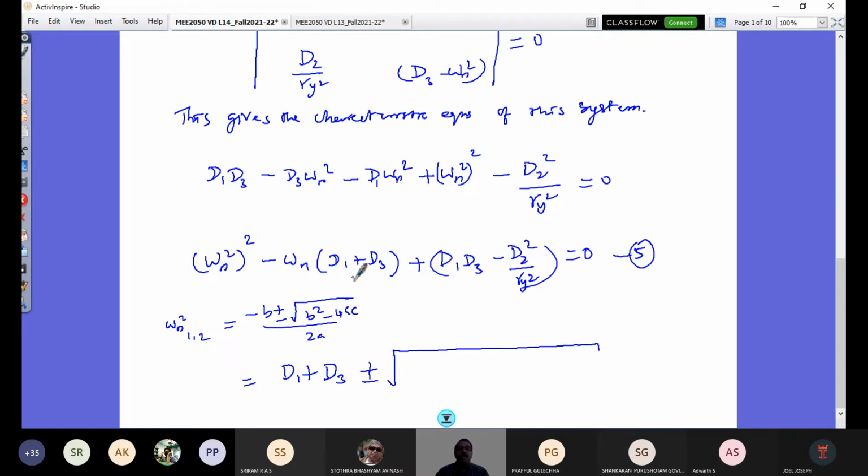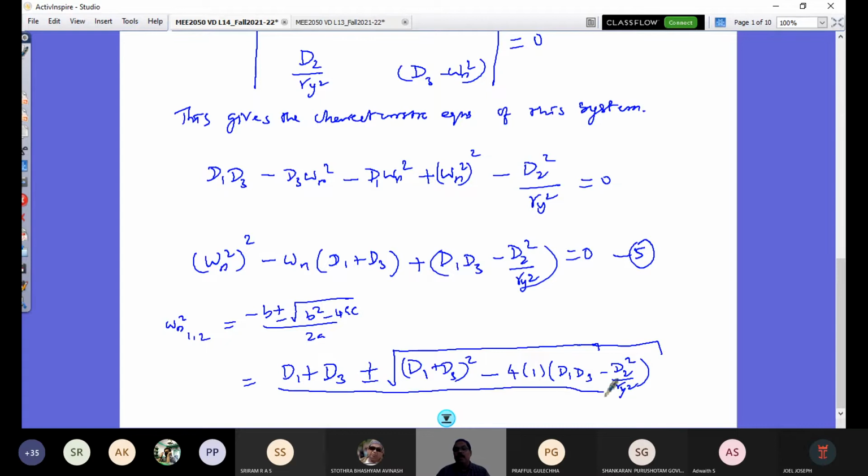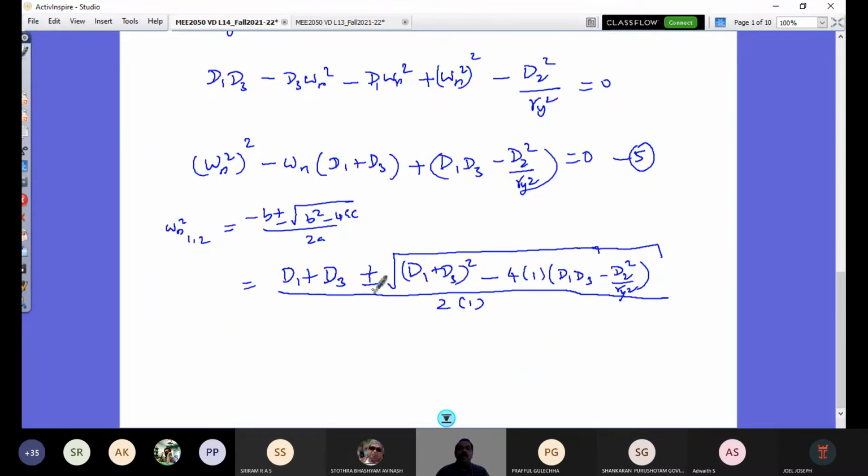B squared. So that is d1 plus d3 whole square, minus 4AC. A is 1, C is this. So minus 4 into 1 into d1 d3 minus d2 square by ry square. This is all divided by 2A, so 2 into 1. So now, you see, this is interesting. I will have two roots. One is with this minus of this, that is the lower value. Another one is the higher value.